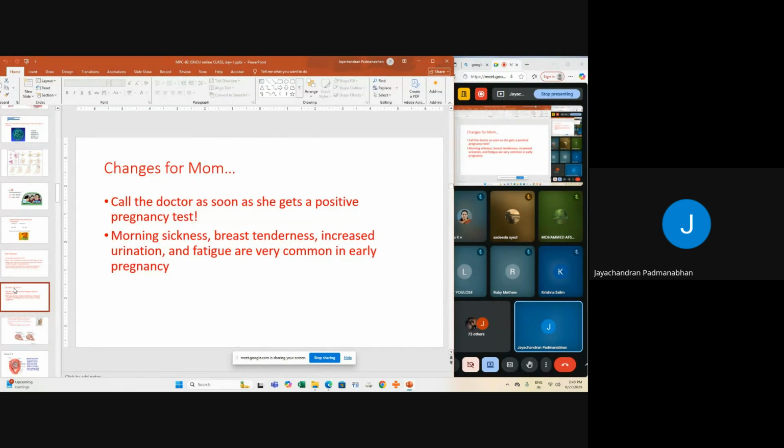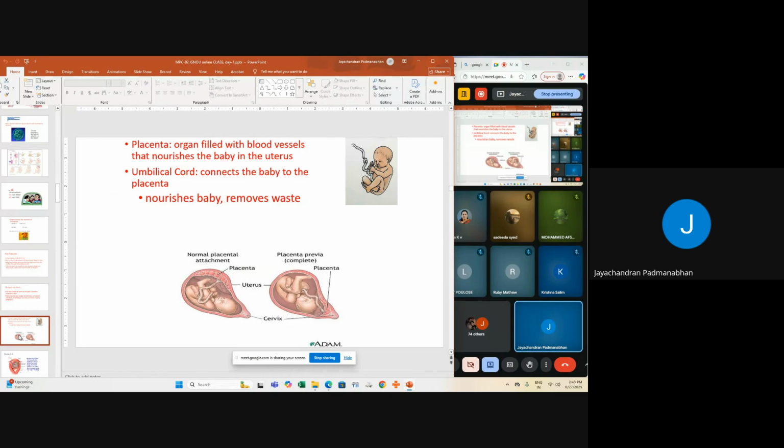Changes in mark. So you have to immediately go for the first visit. Should not delay. Now, placenta. Sometimes all these things are short notes you may have to write. Placenta, organ filled with blood vessels that nourishes the baby in the uterus. Umbilical cord connects the baby to the placenta, nourishes baby, removes waste.